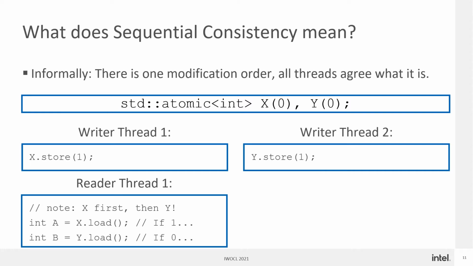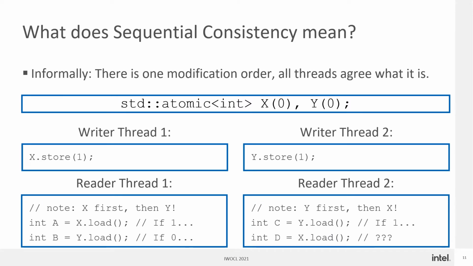Let's say that we have one reader thread, and this reader thread is going to read from x first, and then it's going to read from y. And furthermore, let's say that this thread read the value of 1 from x, and it read the value of 0 from y. So we know that in this particular execution, the store to x occurred first because the store to y hasn't occurred yet. Let's also say that reader thread number 2 is going to load from y first, and then it's going to load from x. And furthermore, let's say that this reader thread has observed that the value of y is equal to 1. The question is, what, if anything, can we say about the value loaded from x?